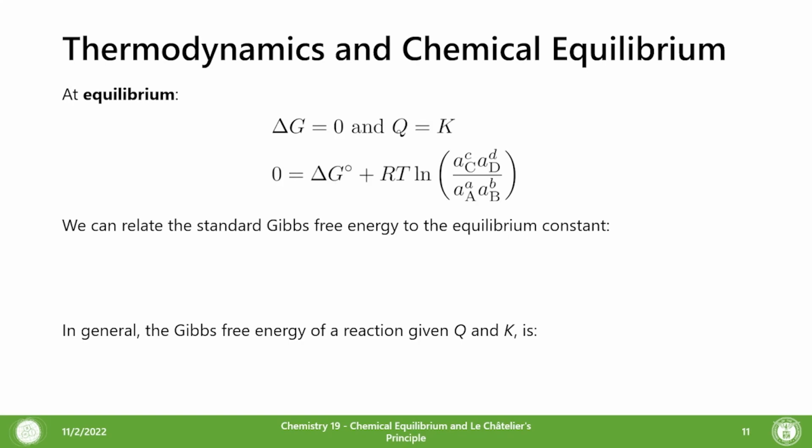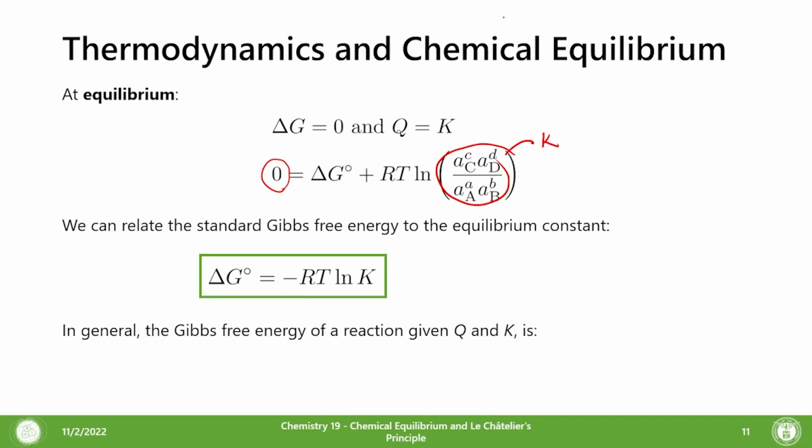So at equilibrium, delta G is equal to 0 and Q is equal to K, and therefore the delta G of a certain reaction can be 0 at this point, and the ln Q will be equal to ln K. So this whole thing will be equal to ln K, and therefore we can actually define the standard Gibbs free energy, delta G naught, as negative RT ln K.